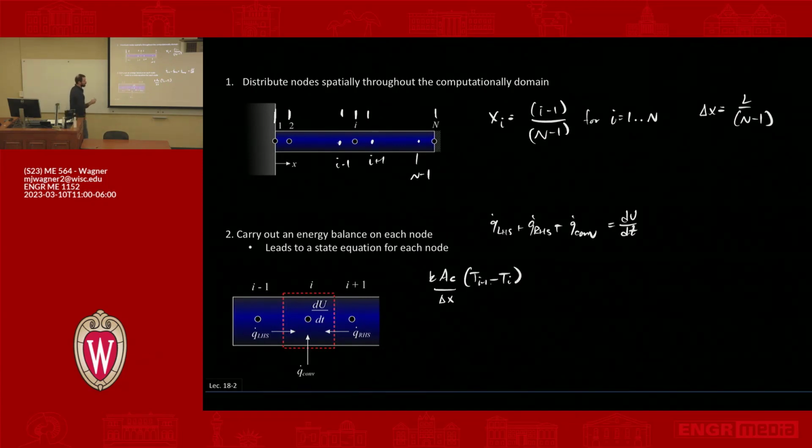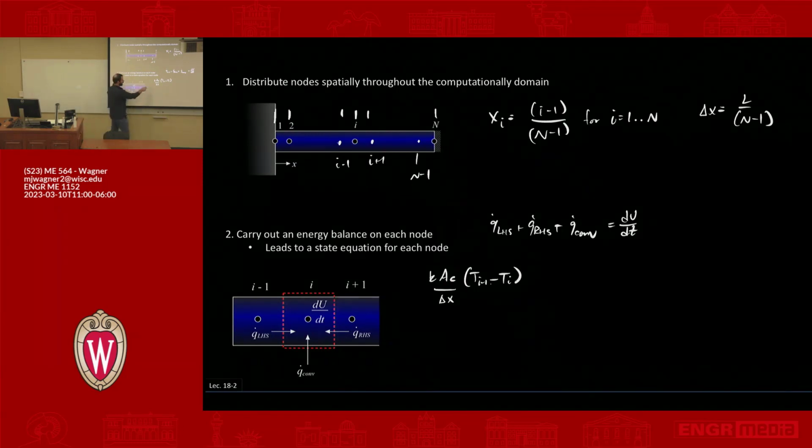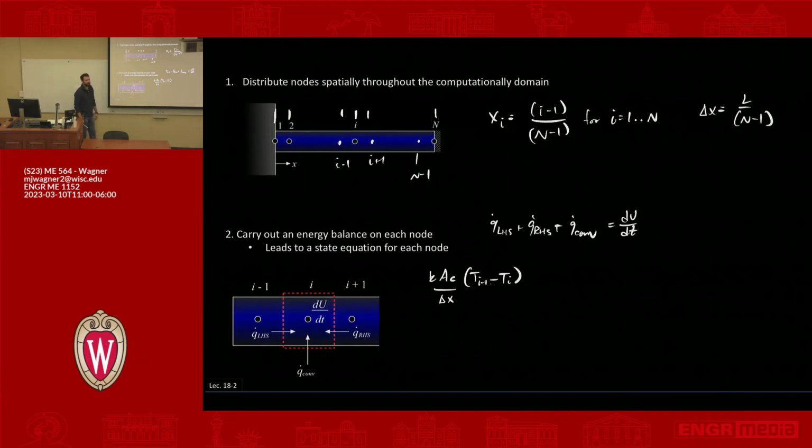Right? And this has come up, by the way, a few times. So sorry if I'm repeating myself, but why is there no minus sign here? Isn't Fourier's law minus k A_c dT/dx? So why is there no minus sign there? So the answer is delta x here is assumed to be positive.